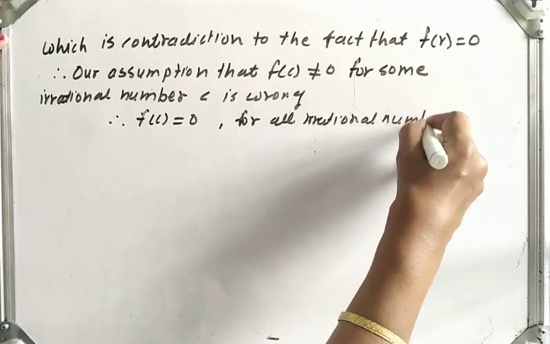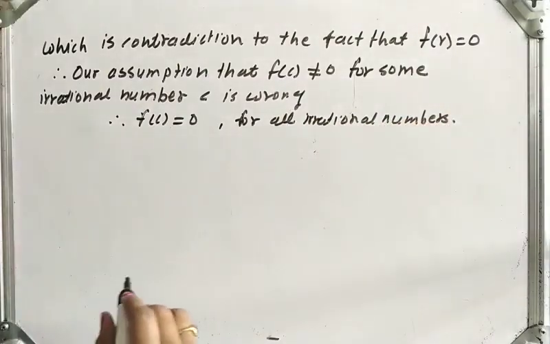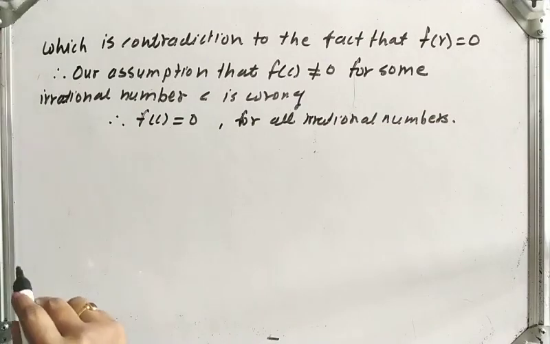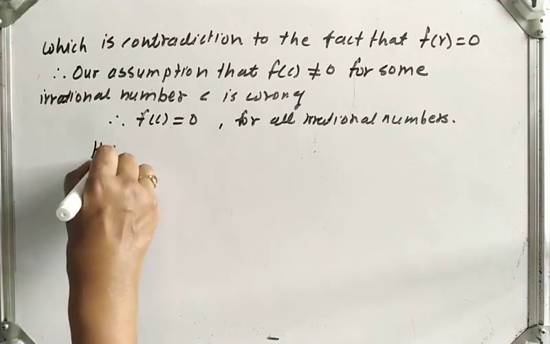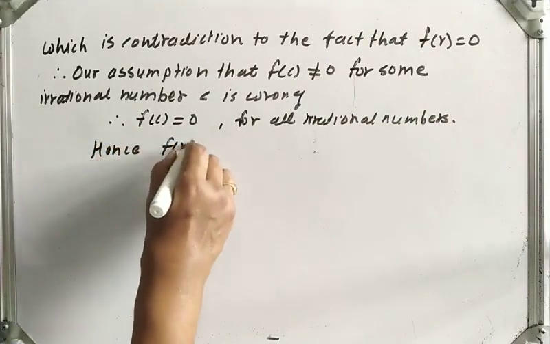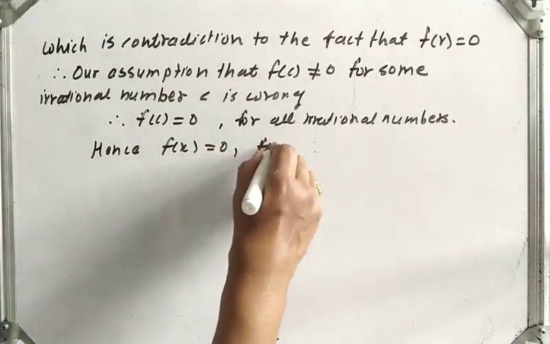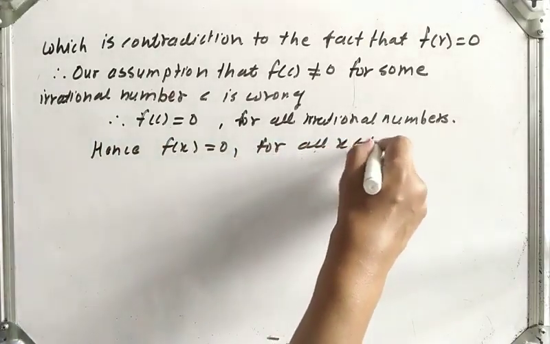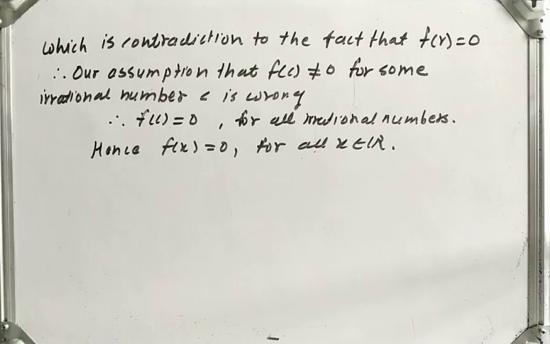And it is already given that f of a rational number is 0. Here we get f of an irrational number is 0. Hence, f of x is equal to 0 for all x belongs to R, which we want to prove.